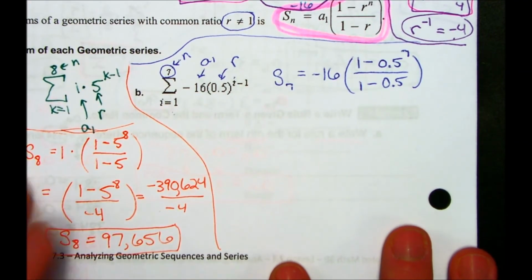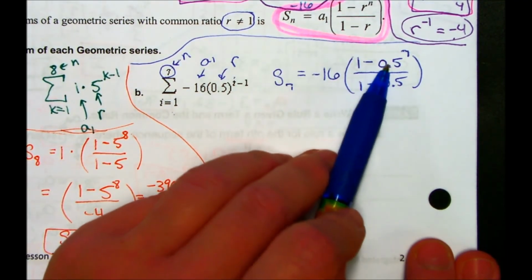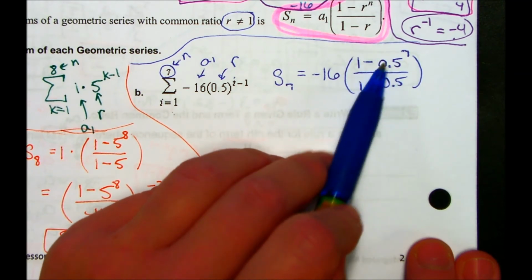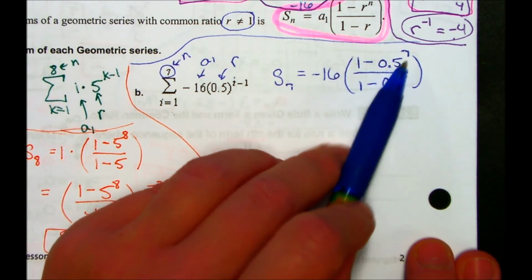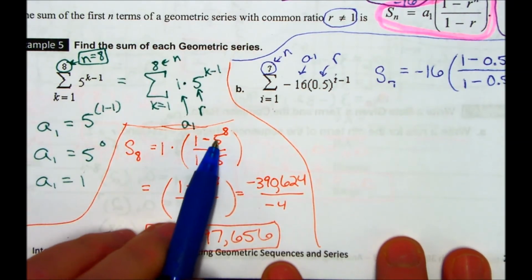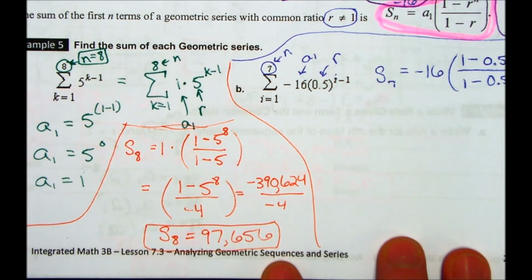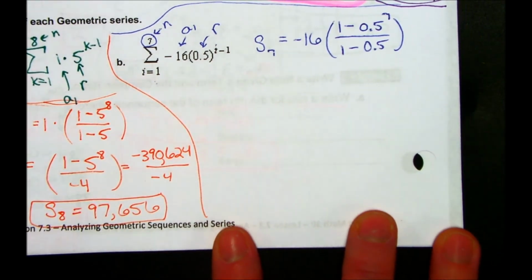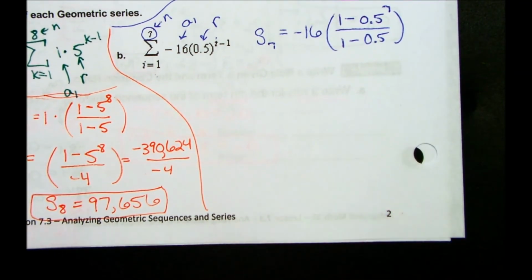Now it's a matter of calculating. When you take a value like 0.5, which is between 0 and 1, to a power, that's going to give you a smaller value, whereas a number that's bigger than 1 to the 8th power is going to give you a very big number. So we're going to have to use a calculator with this one. And I think I'm going to grab a calculator and kind of show you how to plug it in.